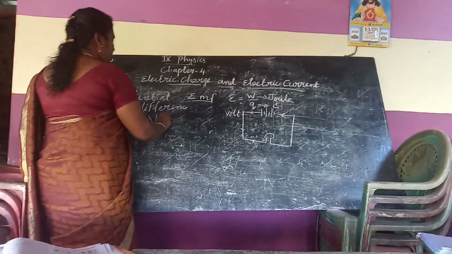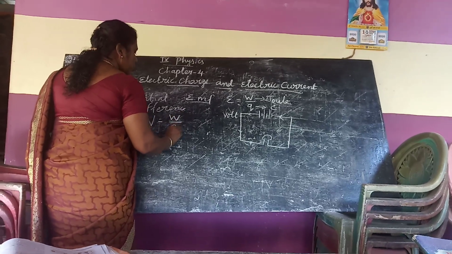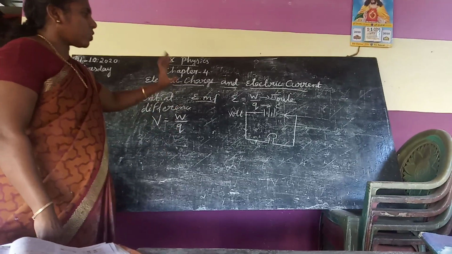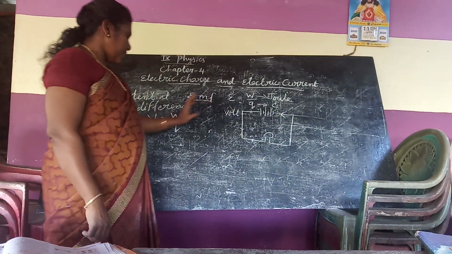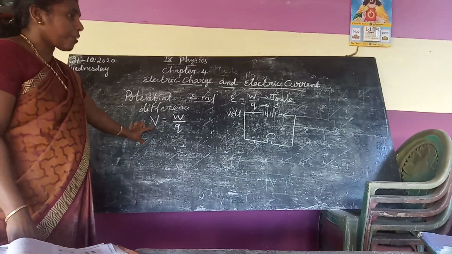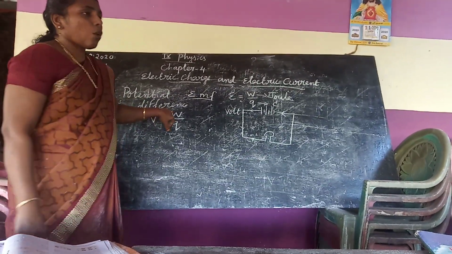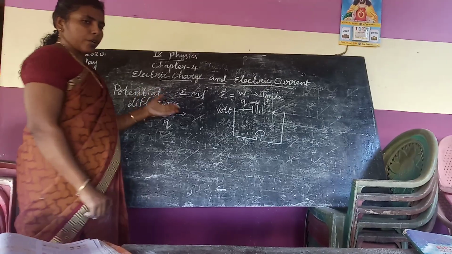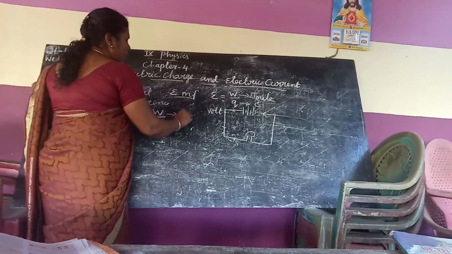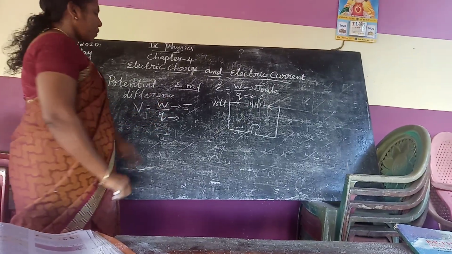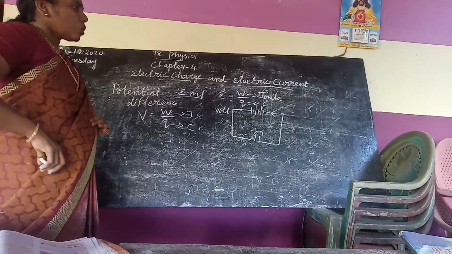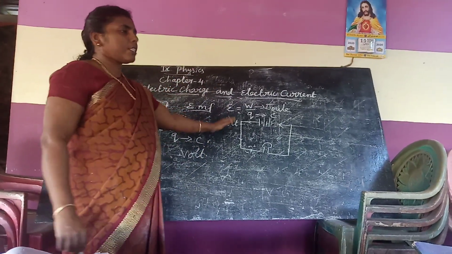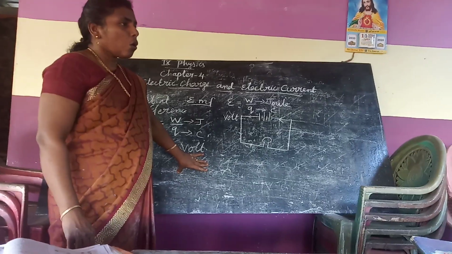The formula is the same: V equal to work done divided by charge. What is the formula for potential difference? V equal to work done divided by charge. Same formula. W means work done, Q means charge. The unit of work done is Joule. The unit of charge is Coulomb. So here also the unit of potential difference is volt. The unit of EMF is also volt, and the unit of potential difference is also volt.